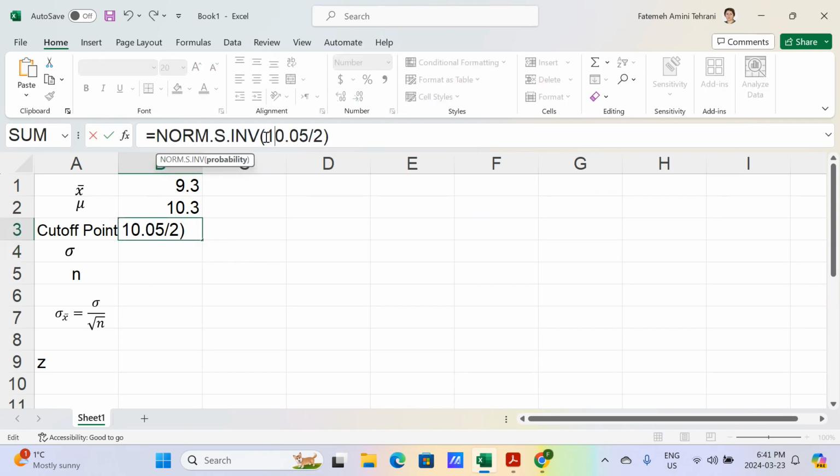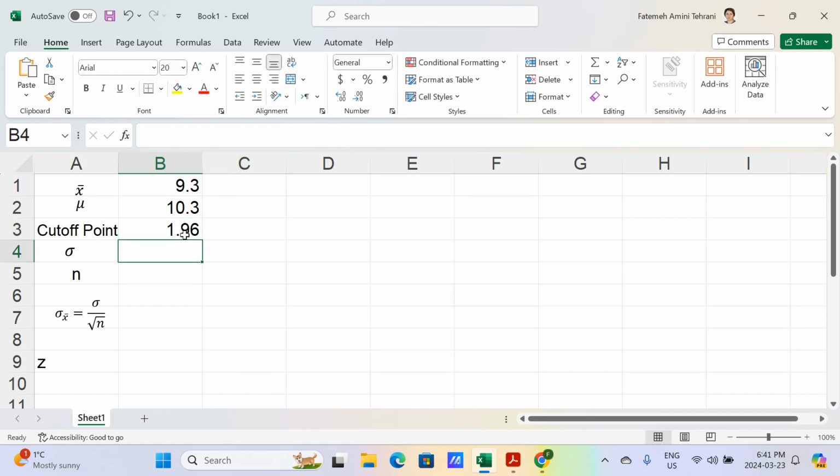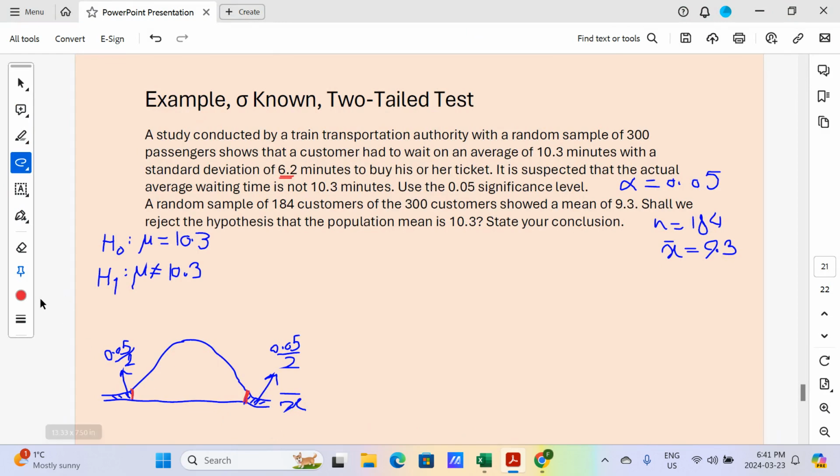Sorry, here I need 1 minus alpha divided by 2, because alpha divided by 2 is the area on the left side. But I'm looking for the cutoff point on the right side. So the area on the right side of the cutoff point is alpha divided by 2, 0.05 divided by 2. So the area on the left side would be 1 minus alpha divided by 2. Look at here, I get 1.96. So this cutoff point is 1.96. As a result, this cutoff point would be minus 1.96 because the shape is completely symmetric.